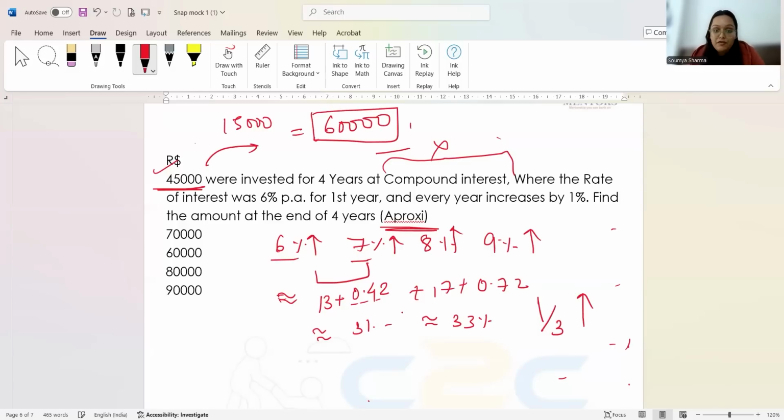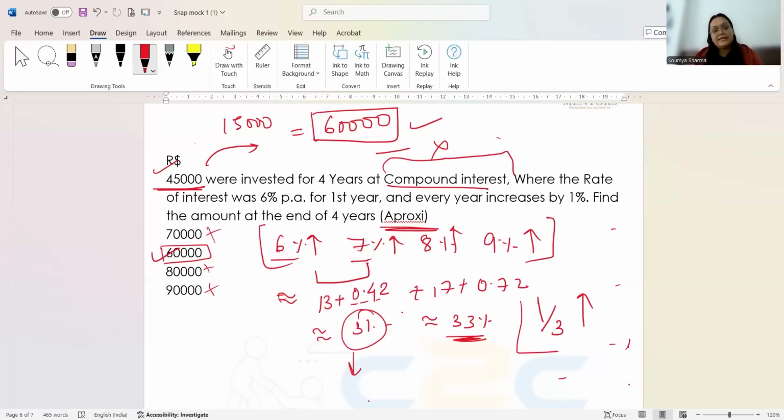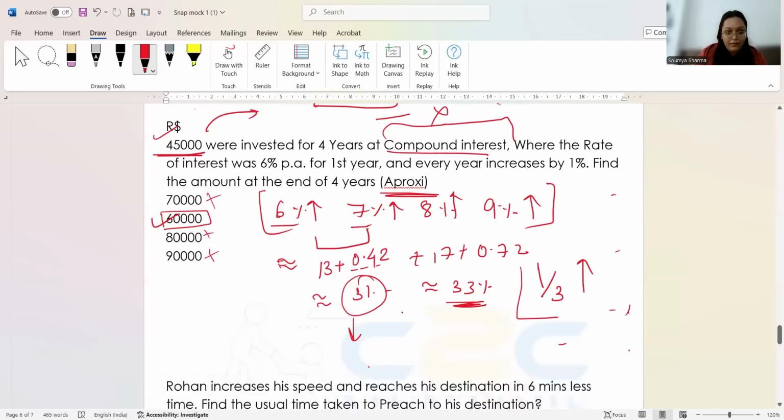Now this approximation works because our percentage was coming low only, but we have increased it to 33.33% so that it becomes 1 by 3. The larger value which we are getting is 60,000, and all the options are greater than that. So all the other options are not possible. So the only answer which we will get is 60,000. I hope I'm clear. So in this type of questions, you need not apply the compound interest ka formula. You just have to see कि with the rate increase, what impact it will provide to the principal amount.